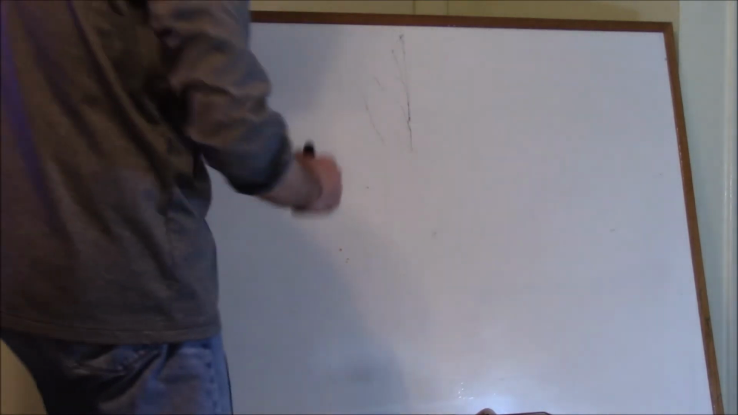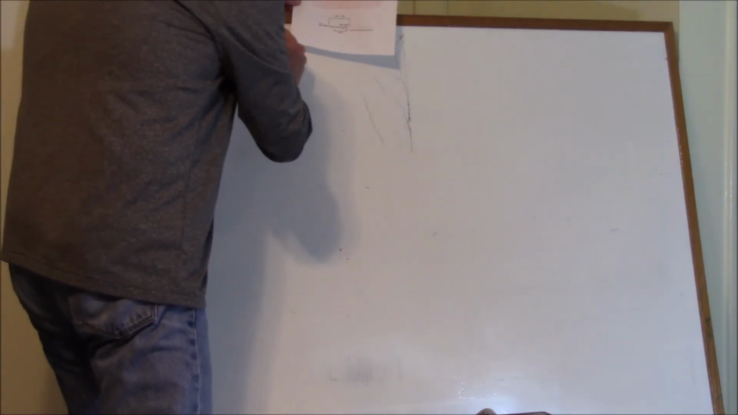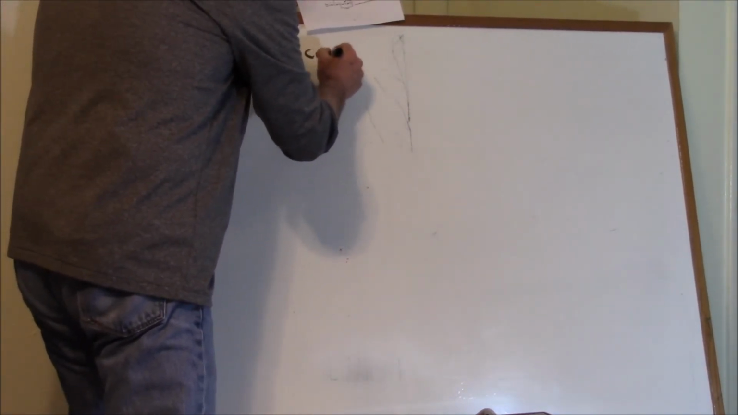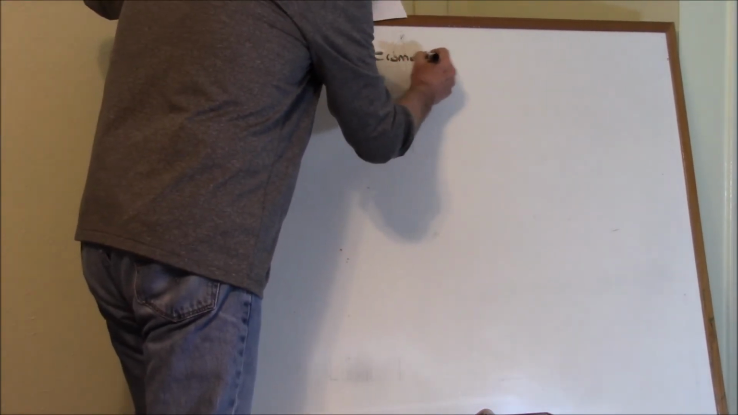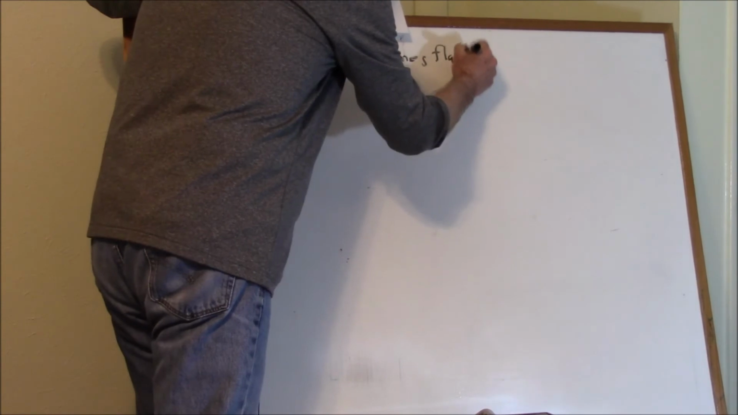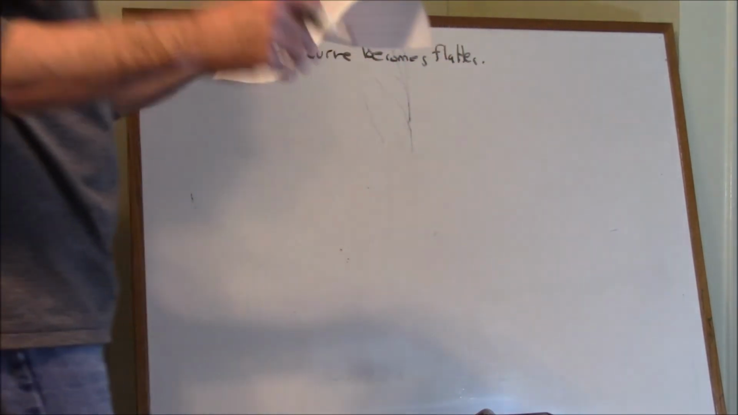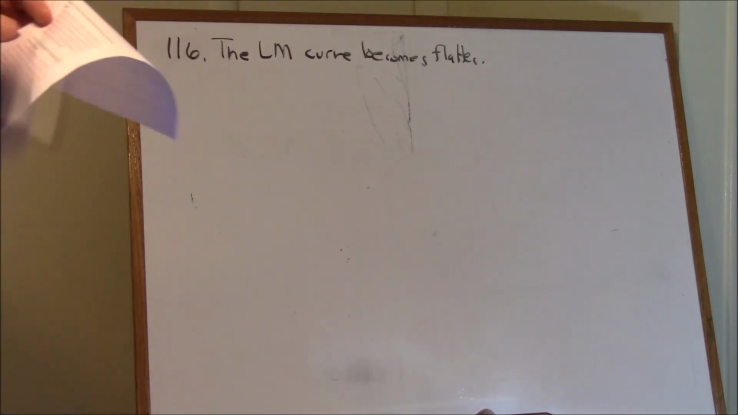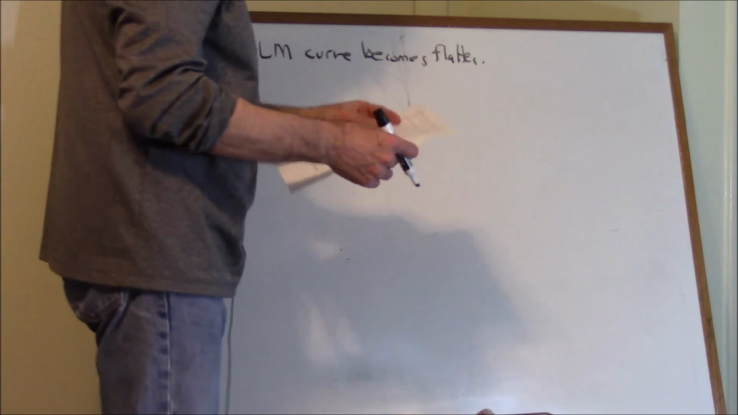Nice and easy. Yeah, it reminds me of a Frank Sinatra song. The LM curve becomes flatter. All right, what happens to the LM curve as money demand becomes more interest sensitive? It becomes flatter. Why? Okay, this one's a little bit more tedious as the LM curve always is.